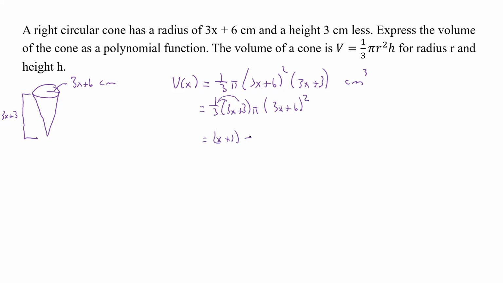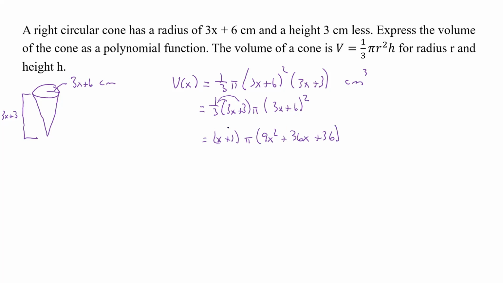So that simplifies that part. But now I have to still square this and FOIL it. So that's going to be 3x times 3x is going to be 9x squared, 2 times 3 times 6, so that's going to be plus 36x plus 36, and then parenthesis.